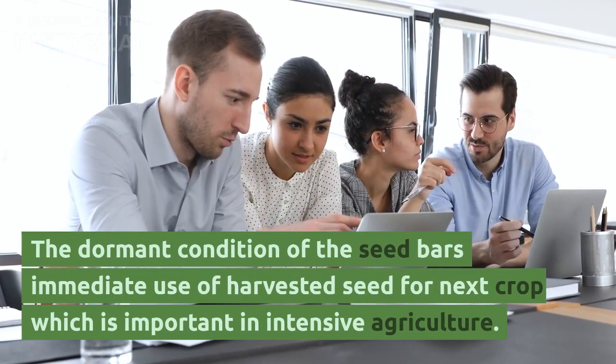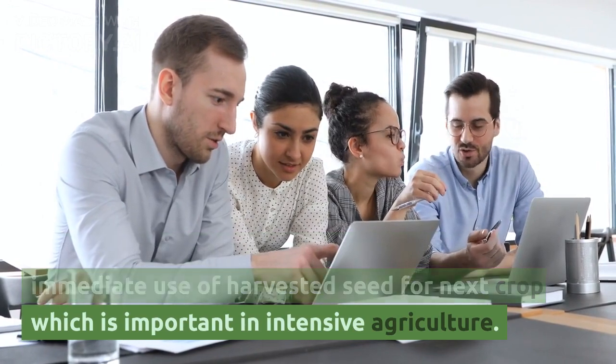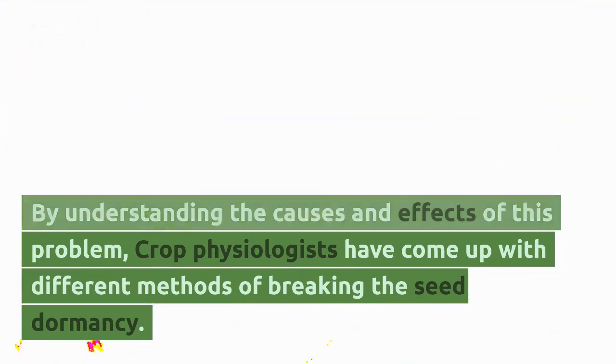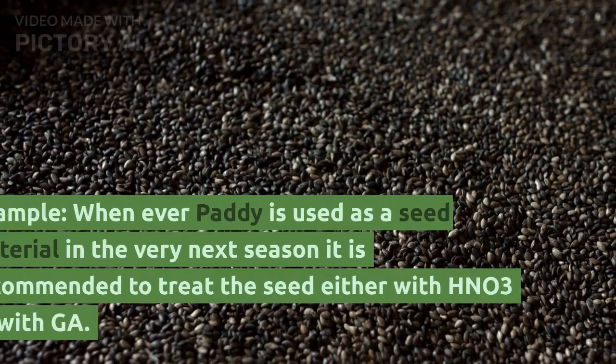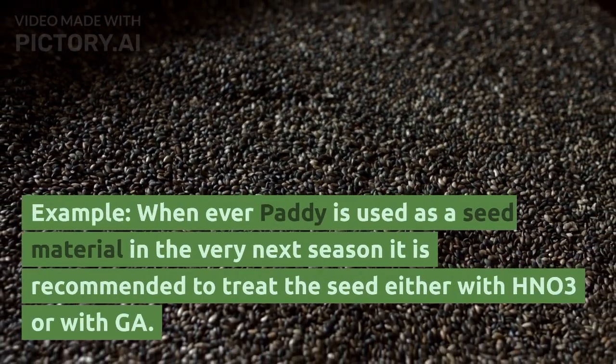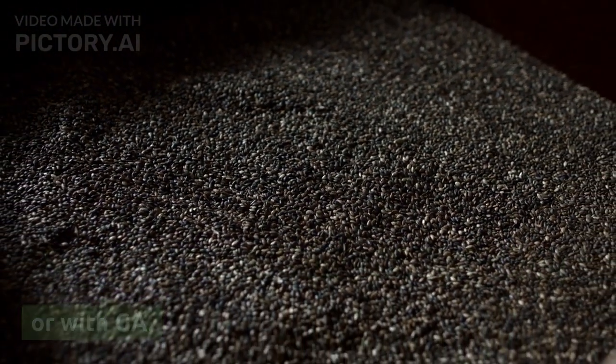The dormant condition of the seed bars immediate use of harvested seed for the next crop, which is important in intensive agriculture. By understanding the causes and effects of this problem, crop physiologists have come up with different methods of breaking seed dormancy. Example: whenever paddy is used as a seed material in the very next season, it is recommended to treat the seed either with HNO3 or with GA.